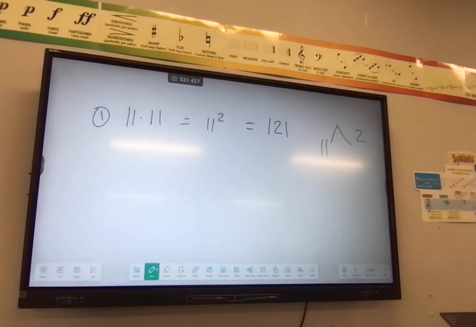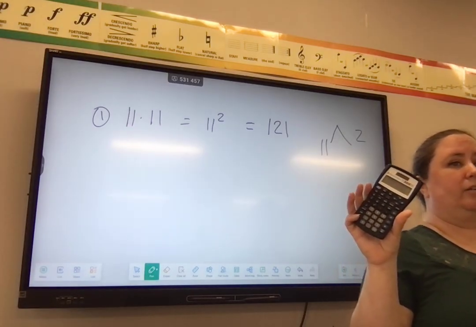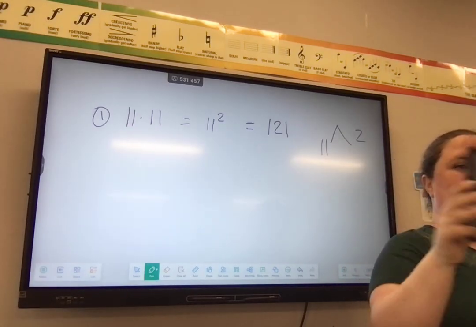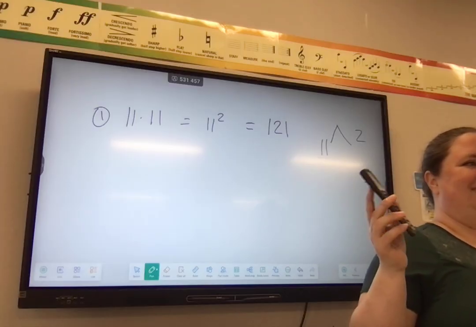Okay, so that'll get you 121. I want everybody to do this. Practice this on your calculator. Where are your calculators? So scoot over with Julie so you can see.